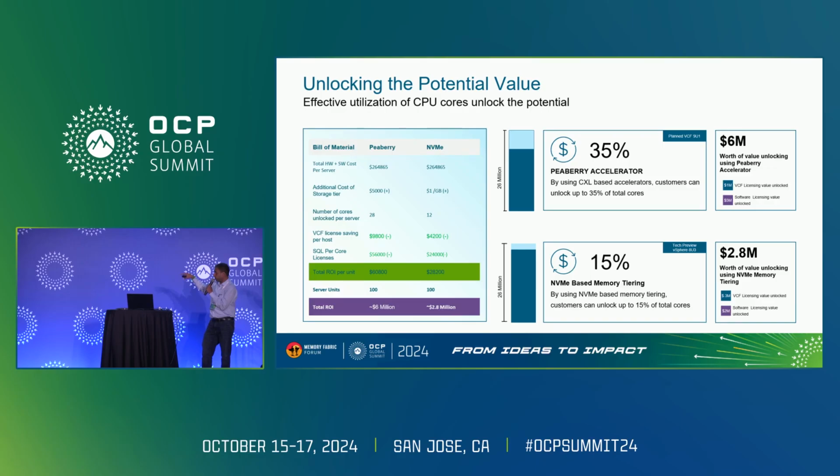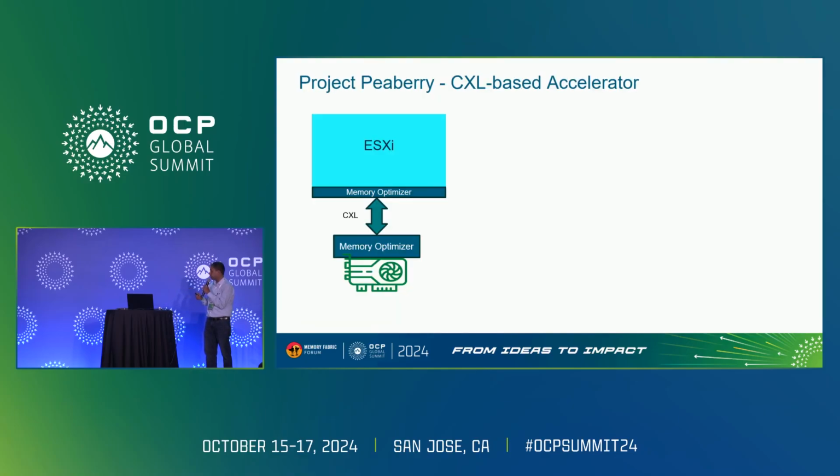We took some typical conservative estimates, and we saw that with Peaberry we can provide 35% of ROI, and with NVMe based tiering we can do 15%, and this results in significant cost returns to our customers. So this 6 million and 2.8 million represents what we give back to customers with these savings, and that doesn't even take into account the hardware savings.